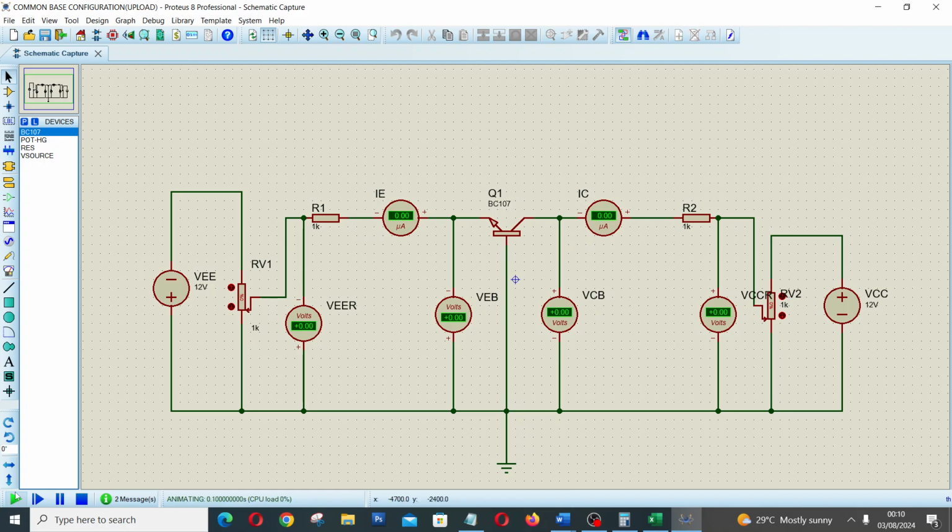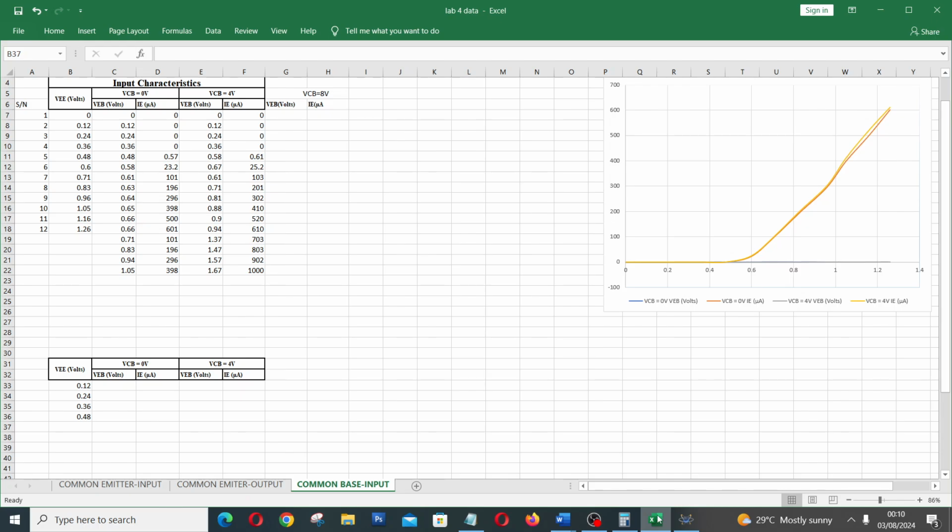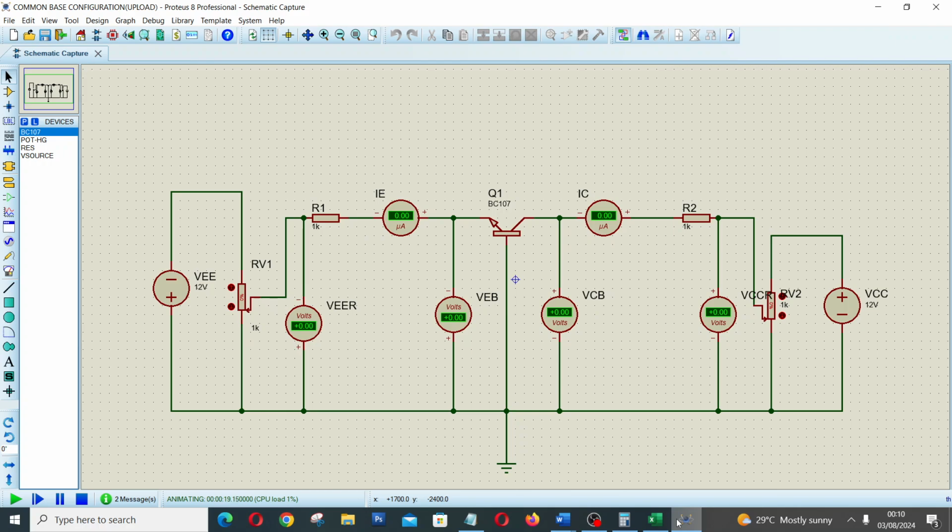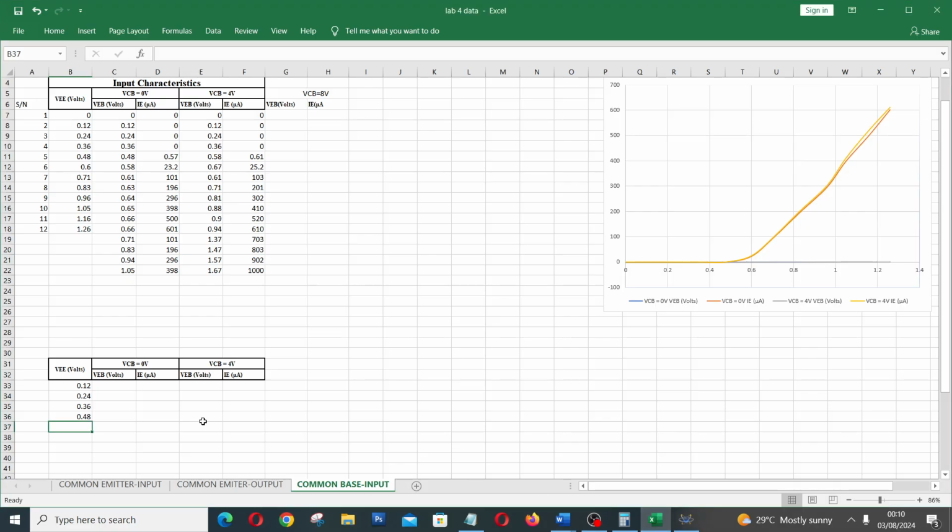So let's simulate. When VCB is equal to 0 volt, what is IE? What is our VEB? Everything is 0, 0, 0. That is the starting point. As usual, when VEE is 0, VEB is 0, IE is 0. When VEE is increased to 0.12, VEB is 0.12, IE is still 0, so you record the value: VEB is 0.12 and IE is 0 microamps.